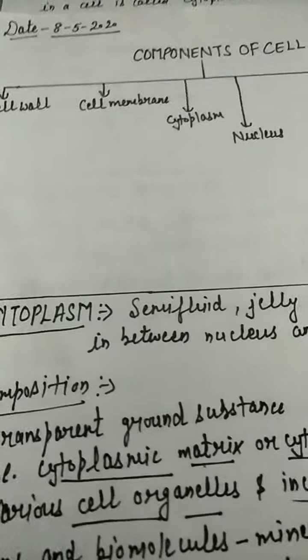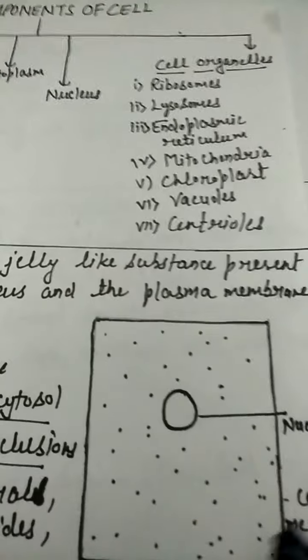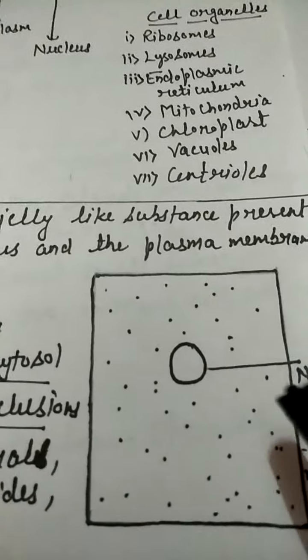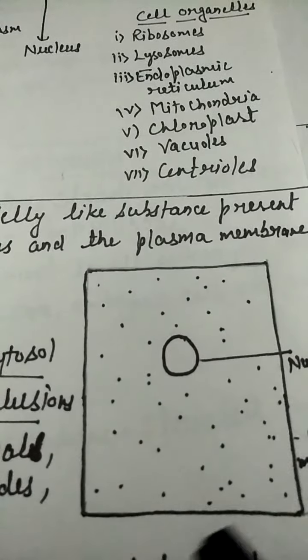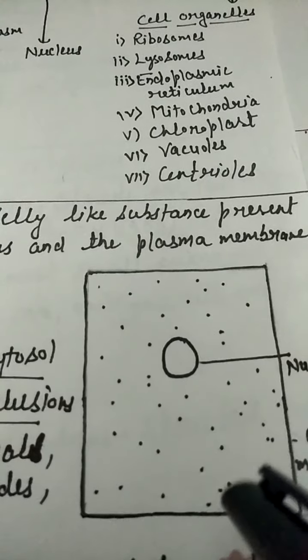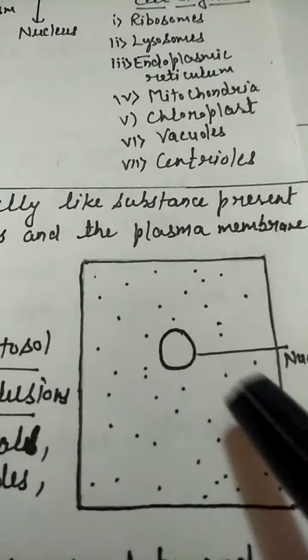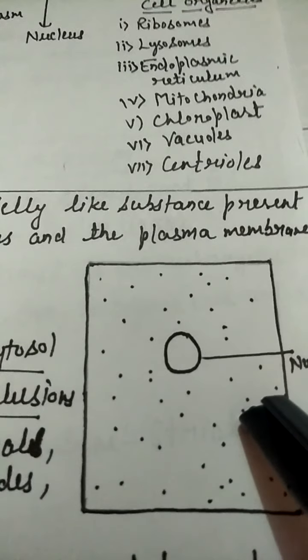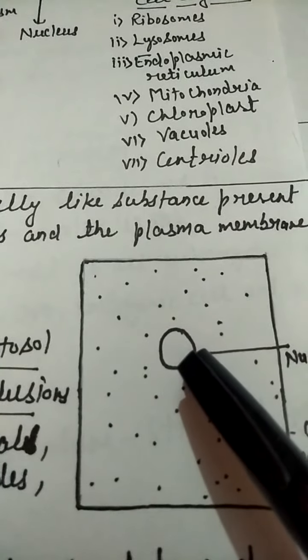Next topic is cytoplasm. What is cytoplasm? Students, in the cell, if we see between the cell membrane and nucleus, there is a fluid filled region. We generally show it with a dot-like structure. That is the semi-fluid or jelly-like substance present between the cell membrane and nucleus.